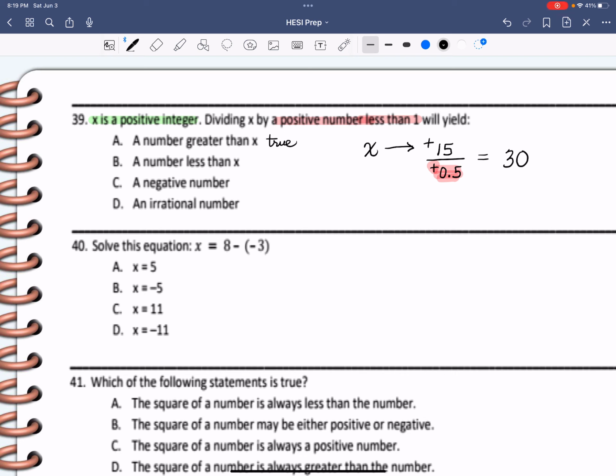A number less than x. X was 15, 30 is not less than that. A negative number. No, if you divide a positive by a positive, you will not get a negative number. And an irrational number, we didn't really get into that, but 30 is not irrational. It's a solid integer positive number. So I'm going to just call that one false. So the answer you want here is A.